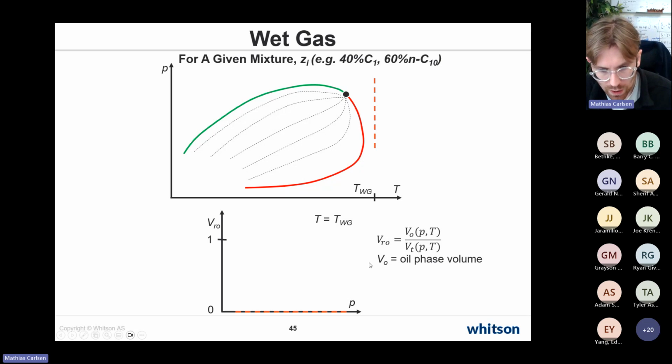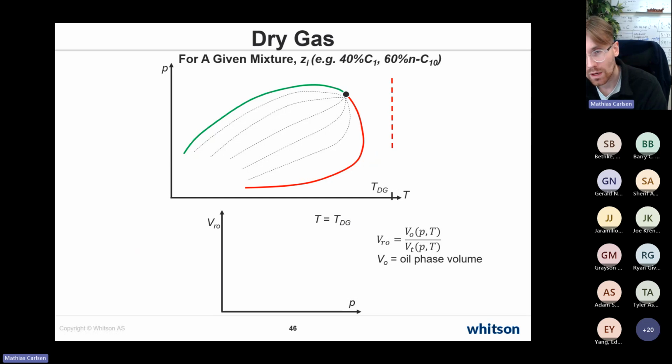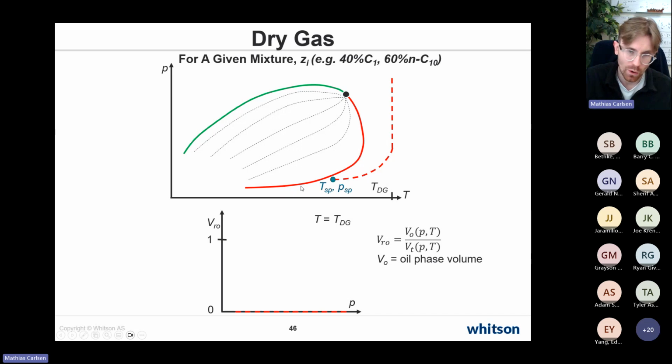How does the liquid dropout curve look for a wet gas? Well, it's boring. No liquids for all pressures. And the most important thing here is that the gas can't drop out any liquids in the reservoir, but it has to drop out liquids at surface. That's the difference between a wet gas and a dry gas, where a dry gas also has no liquids in the reservoir, but it also doesn't drop out any liquids at surface. So it's a gas from the reservoir.